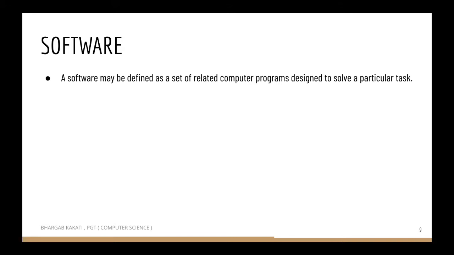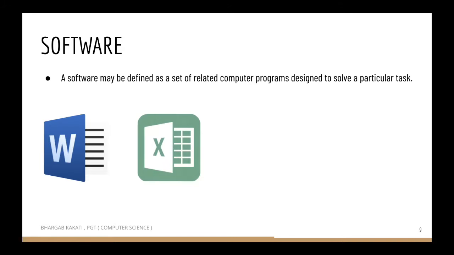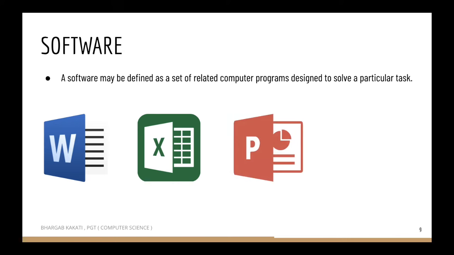Some examples of software may include MS Word. It is used for solving which task? It is used for solving the task of making documents. Next example of software may be MS Excel. It is used for data analysis or certain calculations, for graphical analysis.